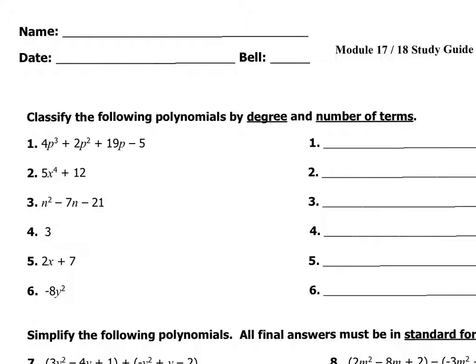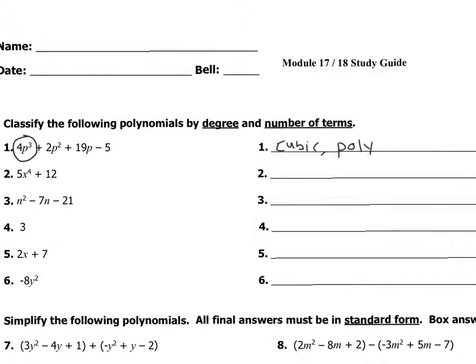or a cubic polynomial, because that term with the highest degree is cubed. So it would be a cubic polynomial. And this would just be a polynomial, 4 terms, so it wouldn't be a binomial or a trinomial or even a monomial. This would just be a polynomial.